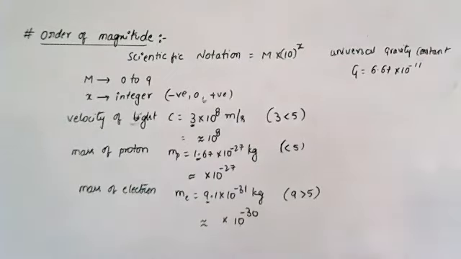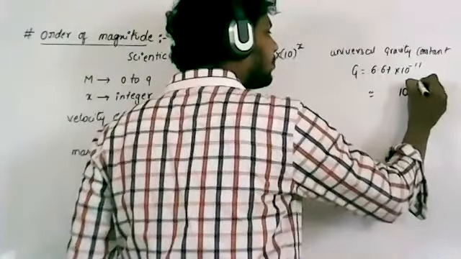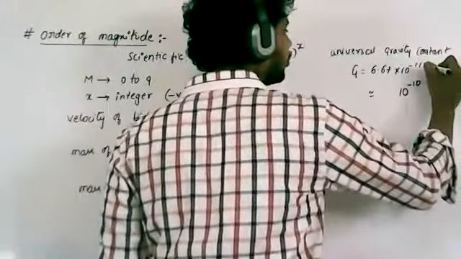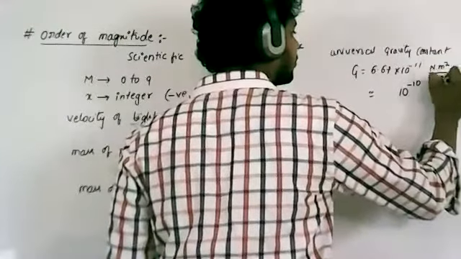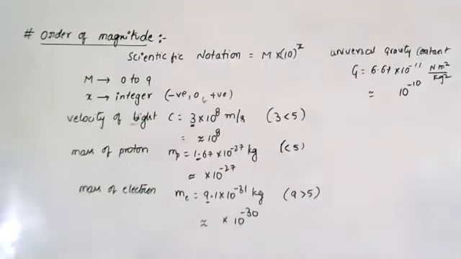Very good. So the answer is, you can express it approximately in the order of 10 to the power of minus 10. And actually units are there. The units are Newton meter square by kg square. No, I don't want the units, I want this number. I want to express like this. I hope you understood this point. So this is the order of magnitude.